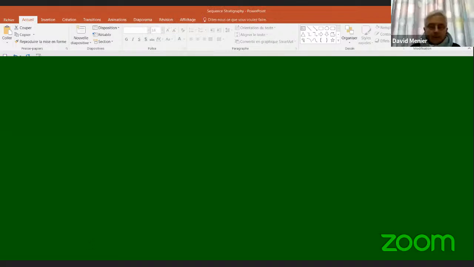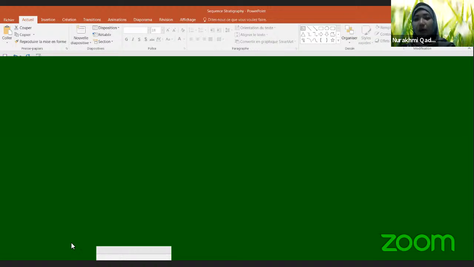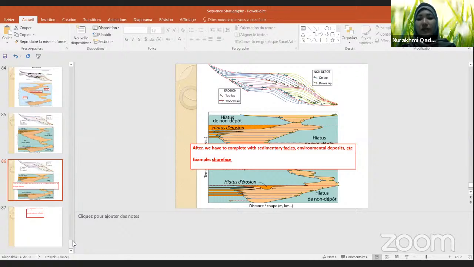From Anis Kurniasi: how can we recognize the changes in sea level from deep marine facies? Because maybe, considering that deep marine has the least impact from sea level change, how can we define the boundaries in deep marine facies?